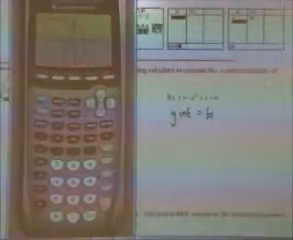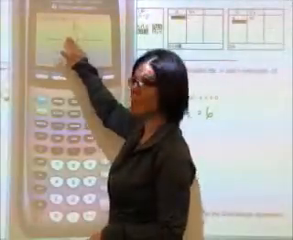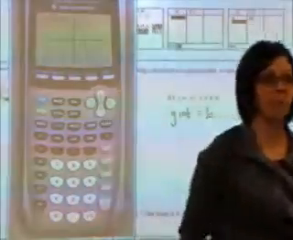How many x-intercepts do I have? 2. It crosses the axis in 2 places. So I'm going to give you a couple of minutes. I want you to find both of them using that 0 feature.